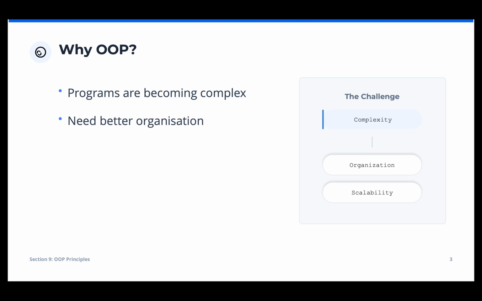So why OOP? As programs become more complex, we need better ways to organize them and make them scalable. If everything is just scattered variables and disconnected functions, the system becomes difficult to manage. OOP is one solution because it groups related data and behavior together into meaningful units.